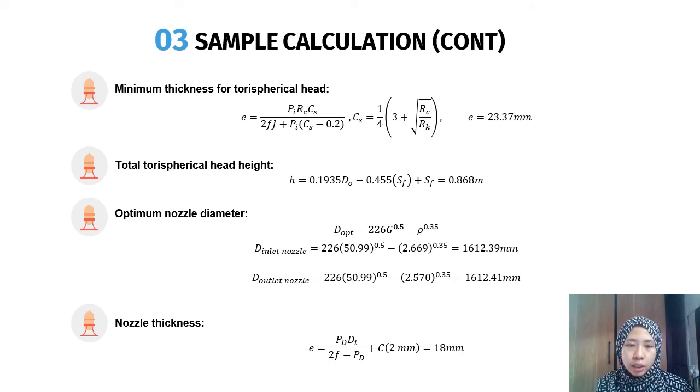Next, for the nozzle sizing, the first step is to find the optimum nozzle diameter using the formula given. We get the inlet nozzle diameter is around 1612.39 mm, while the outlet nozzle is around 1612.41 mm. For the nozzle thickness, using the formula given, we obtain the thickness is 80 mm.